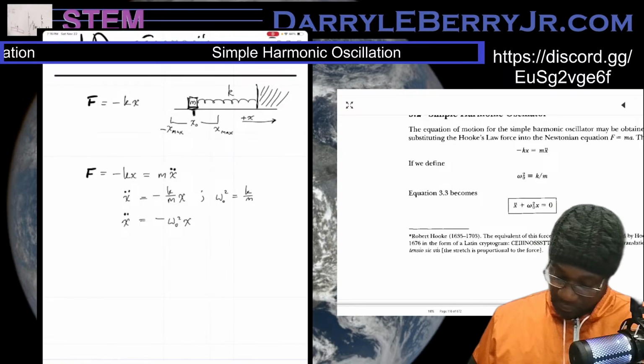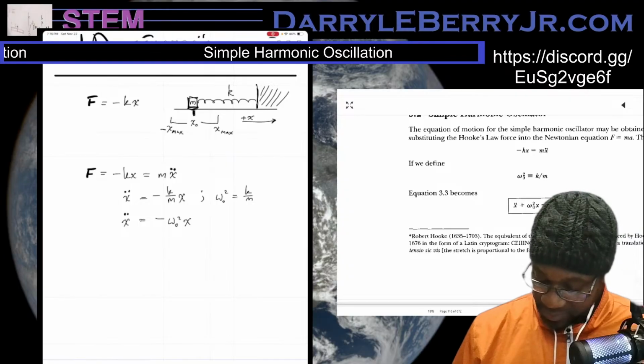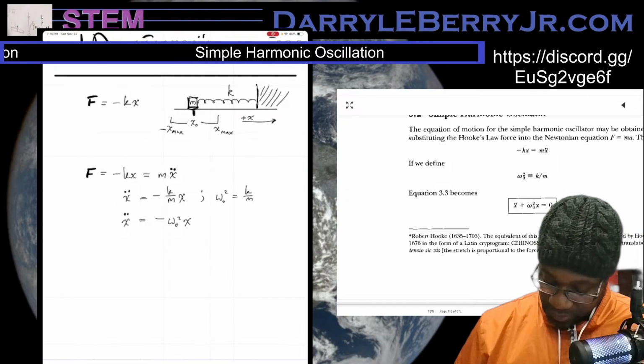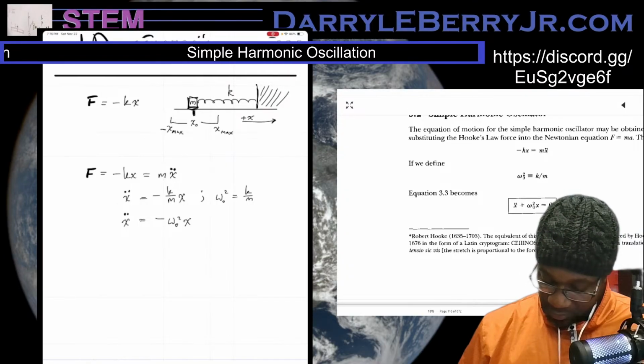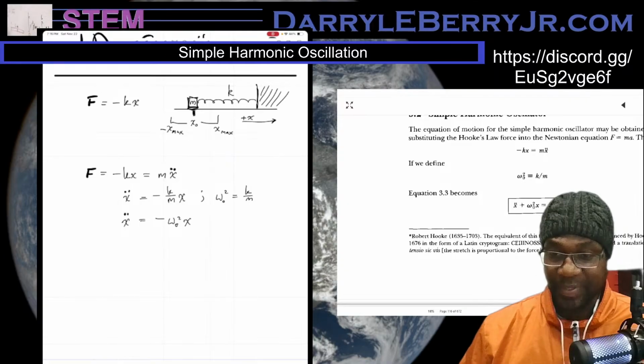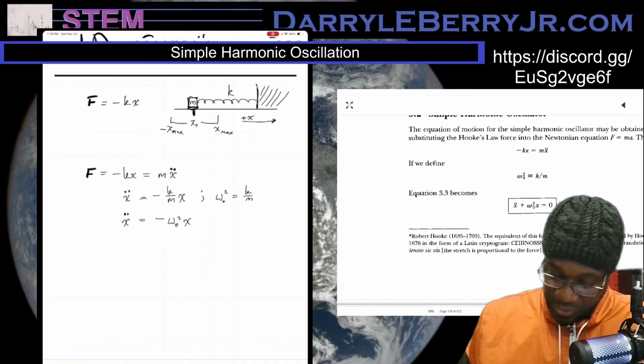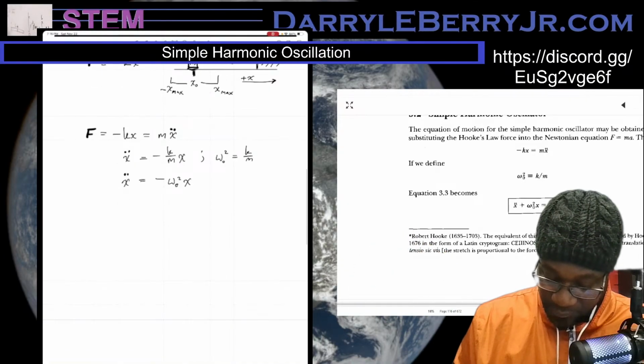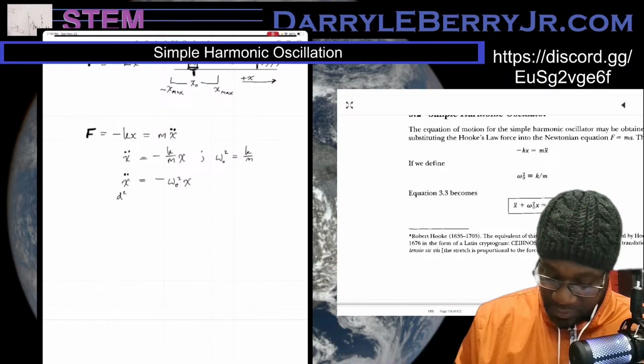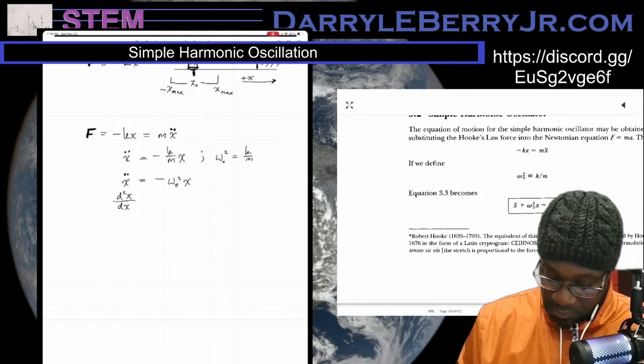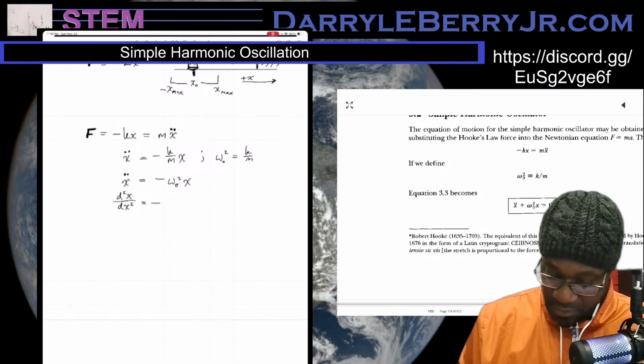And so what we need to make this work is a solution, because now we have a second order differential equation. We can also write it another way: d squared x over dt squared equals negative omega naught squared x.